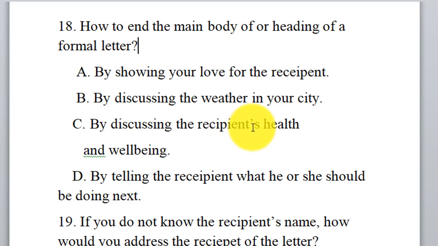If a book is needed, we include it in the body of the paragraph. By telling the recipient what he or she should be doing next. Yes, look here: by telling the recipient what he or she should be doing next, showing the recipient what they can do next. By showing your love for the recipient, that is, expressing closeness. By showing your love for the recipient and by telling the recipient what he or she should be.